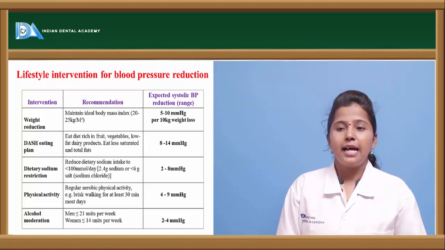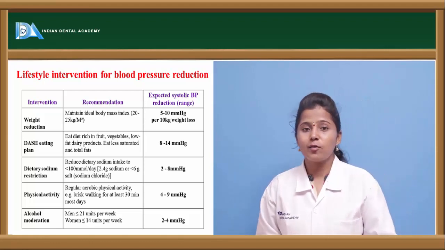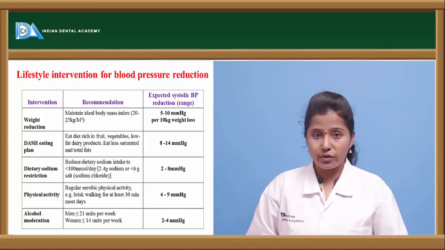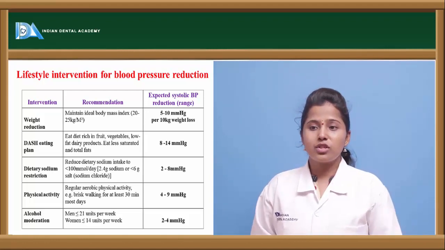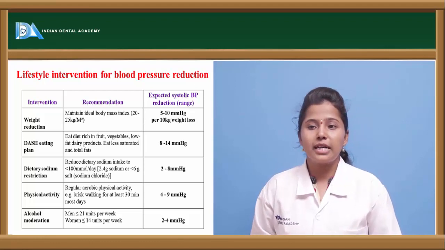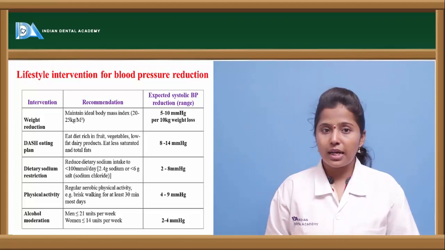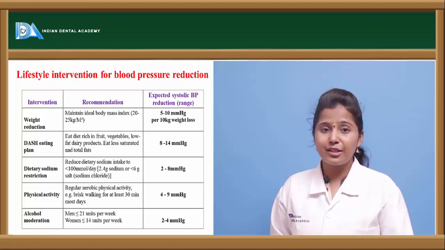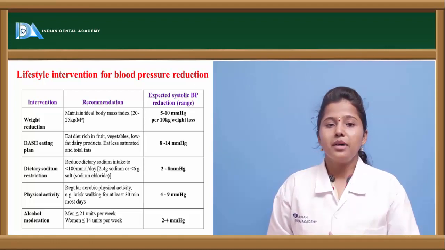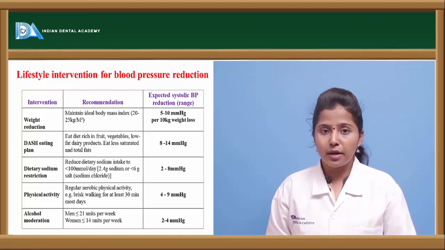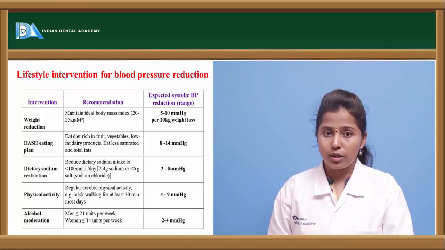And the other one is the DASH eating plan. The DASH eating plan is a 6-meal plan or 4-meal plan which we have to take. It includes a diet rich in fruits, vegetables, low-fat dairy products, and less saturated and total fat. So healthy diet should be taken properly. And dietary sodium restriction. The food products which are high in sodium should be reduced, or the intake of sodium should be reduced.